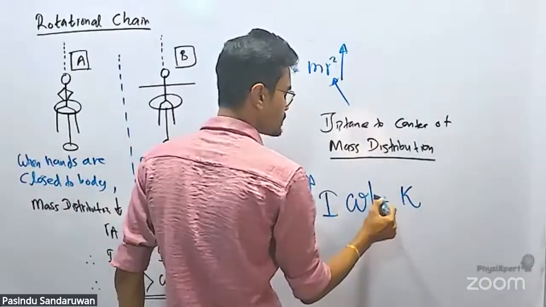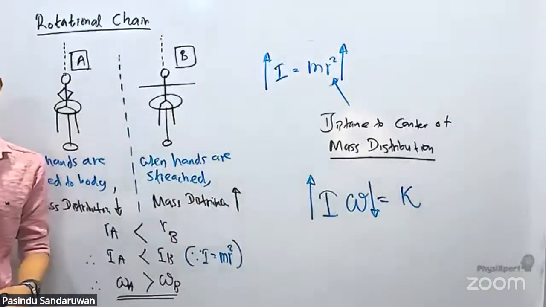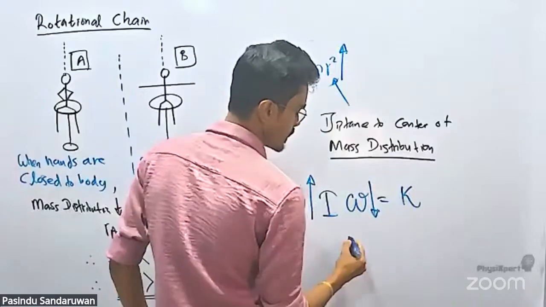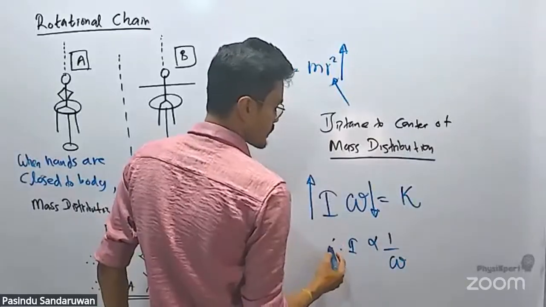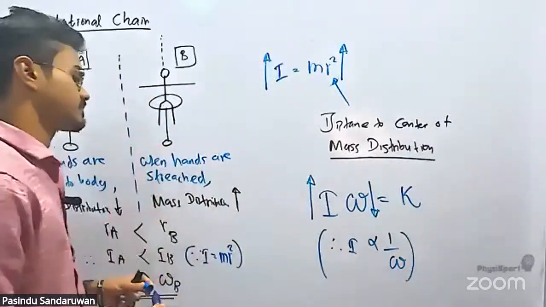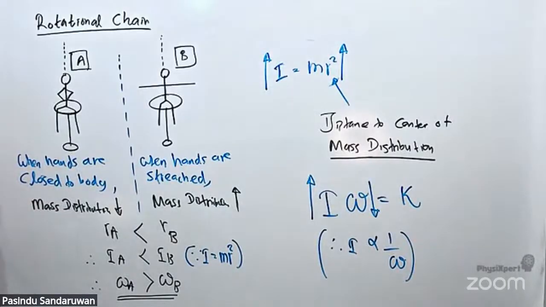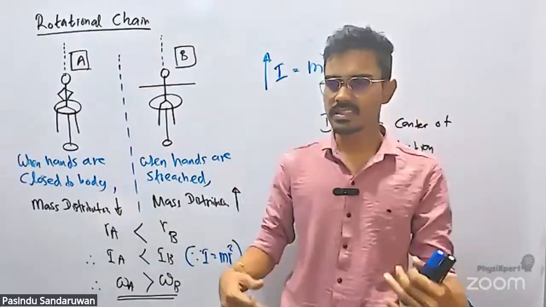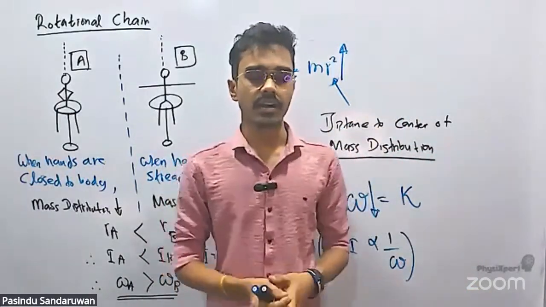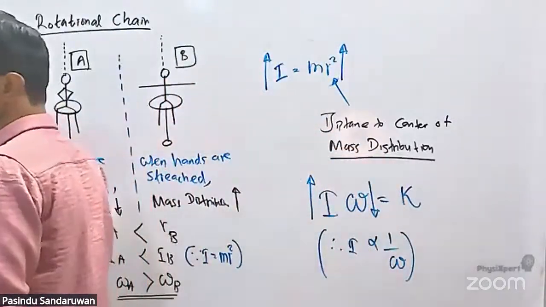Take this down. And below this, write down this way as well. I omega is constant. So always, because of this, I and omega behave in opposite manner.